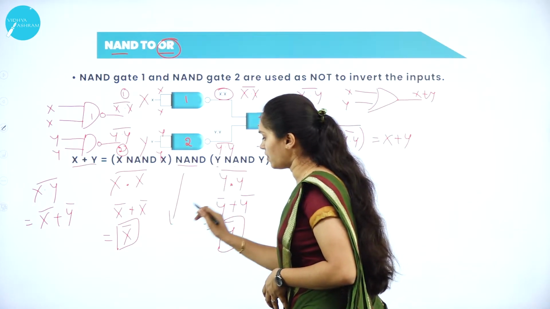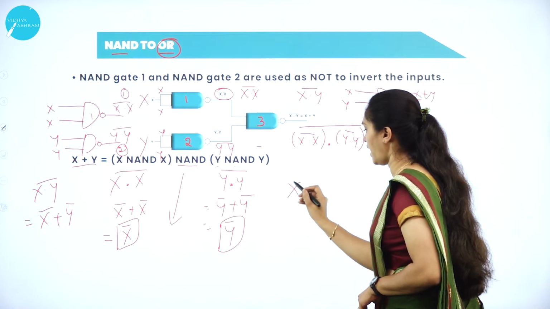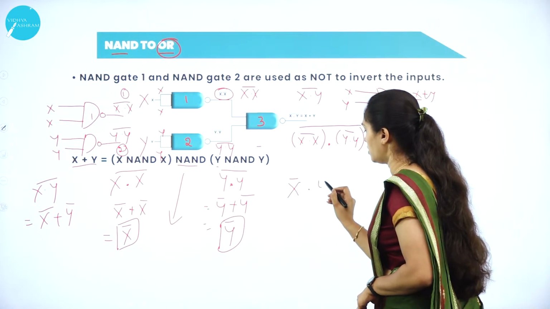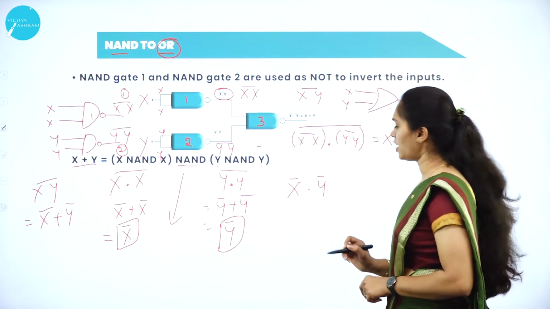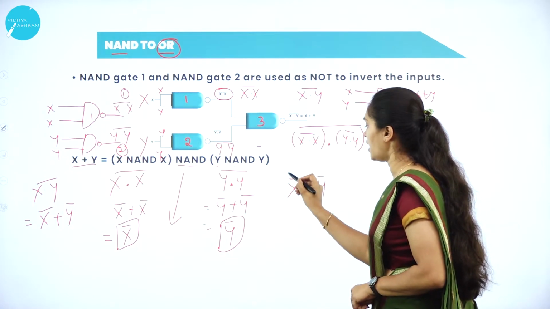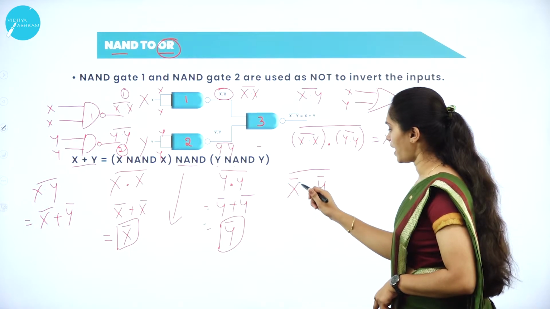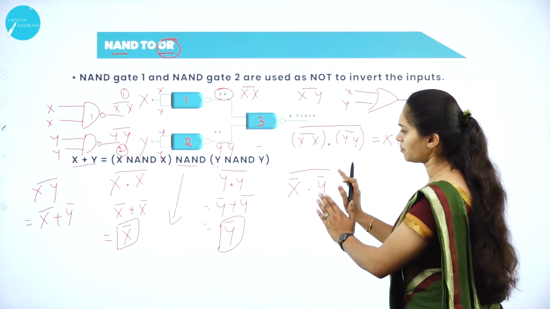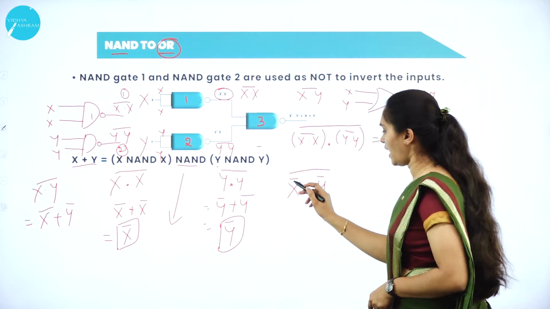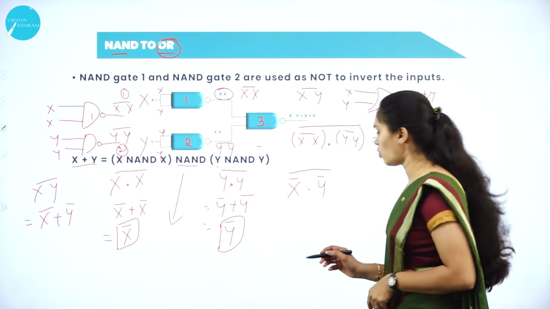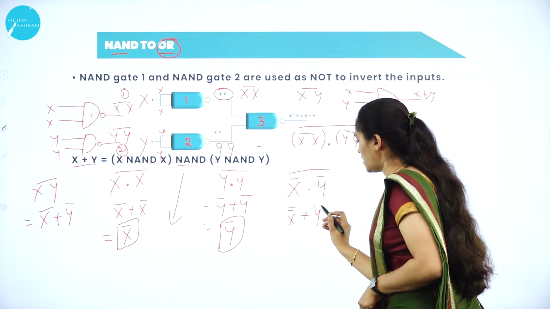In between I have a NAND gate, right? Then how can I represent it with an AND gate? X bar into y bar. So these are the two inputs and we are performing a NAND operation, that is product, and I have to recomplement it. Right? When it comes to x bar dot y bar, let me apply the same De Morgan's first theorem. X dot y whole bar becomes what? X double bar plus y double bar.